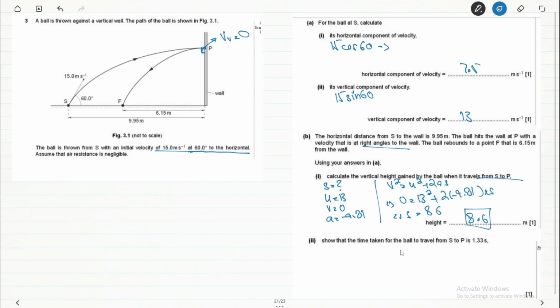Now, show that the time taken for the ball to travel from S to P is 1.33. The horizontal distance it travels is 9.95, and the horizontal component of velocity is 7.5. Velocity is equal to displacement over time, so time is equal to displacement divided by velocity. The displacement is 9.95 and the velocity is 7.5, so this gives us approximately 1.33. Moving on.